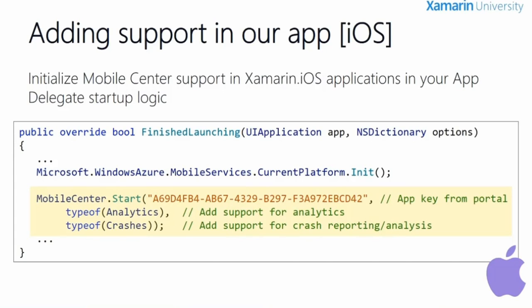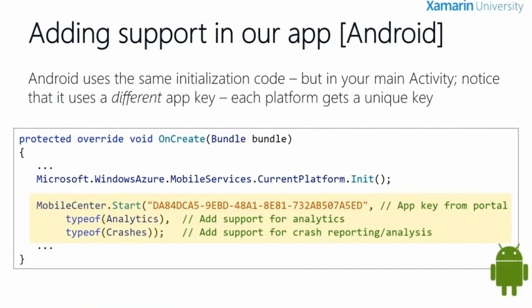As mentioned a moment ago, you can decide which services you want to use. For example, if we decided not to include crash support because we're relying on some other system for that, we could just omit the type of crashes from the call and not pass it in as a parameter. Over in Android, it's very similar. In fact, the code you need to add is identical except for the app ID. As with iOS, we need to place this in our startup code, so a good place is in your main activity's OnCreate method. And of course, you notice that the app key is different from our iOS version, and that's because this is a different application. Each application and platform is given a unique key for tracking purposes.